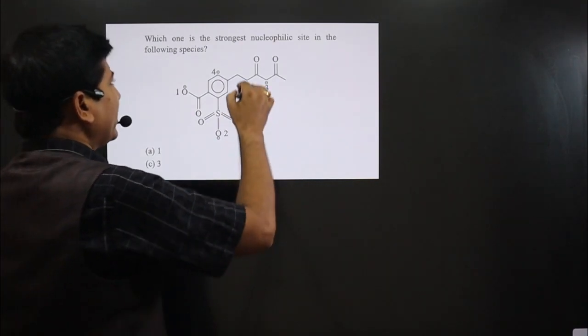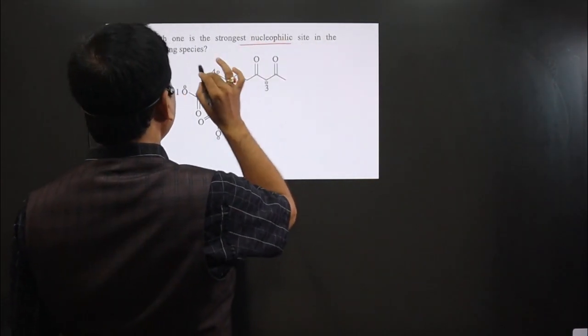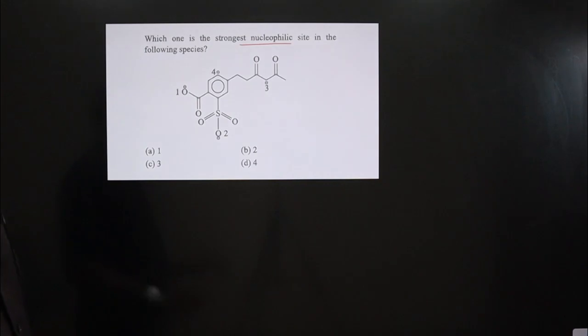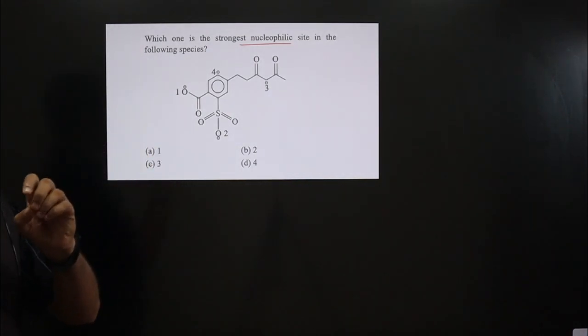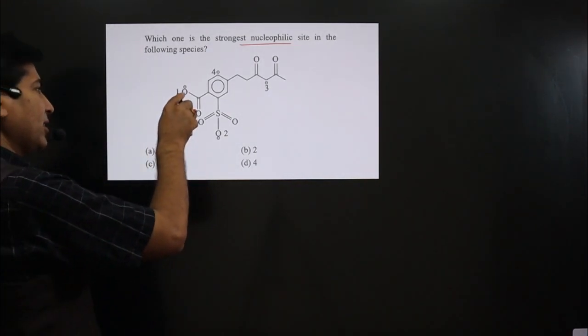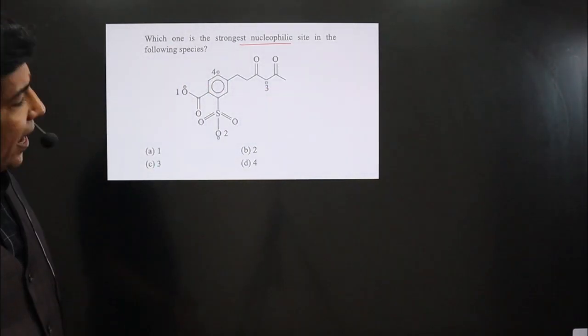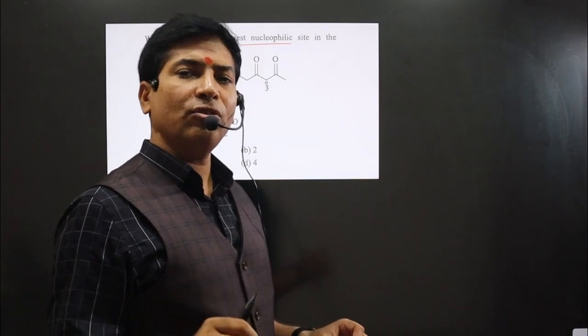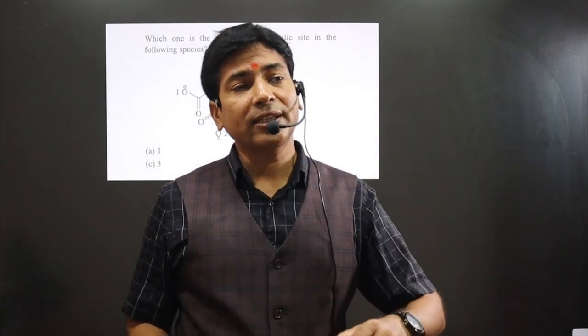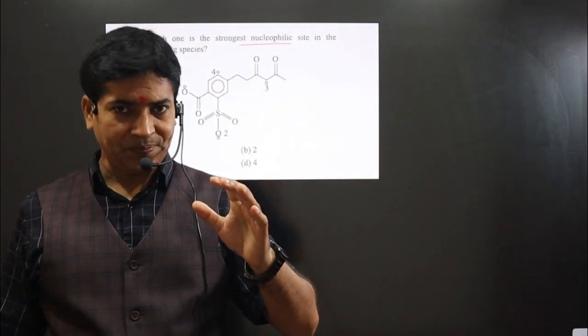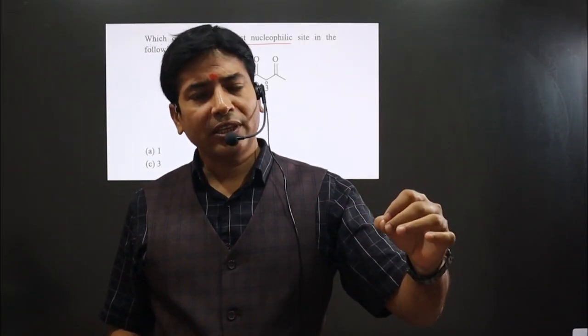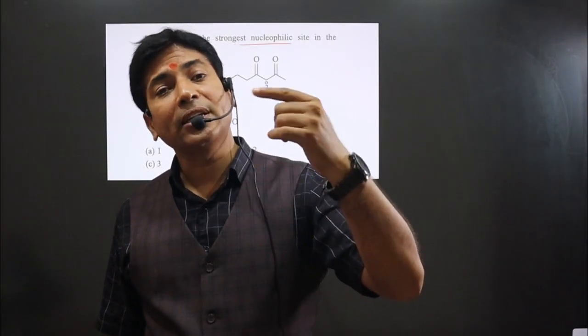The question says which one is the strongest nucleophilic site in the following species. In this compound we have to identify the strongest nucleophilic site. There are 4 sites. You can see this is the first site, second site, third site, this is the fourth site. And always keep in mind, the strongest nucleophilic site is the site which has greater tendency to donate electron density.